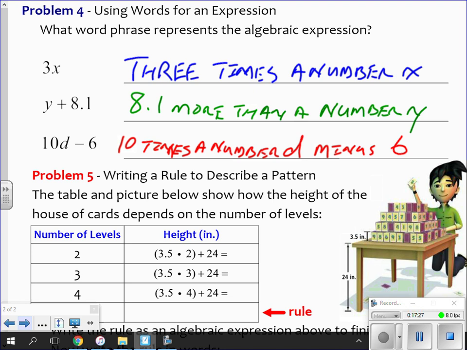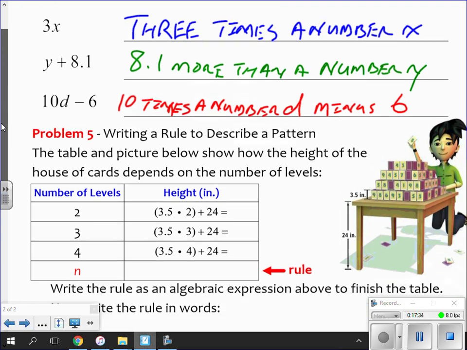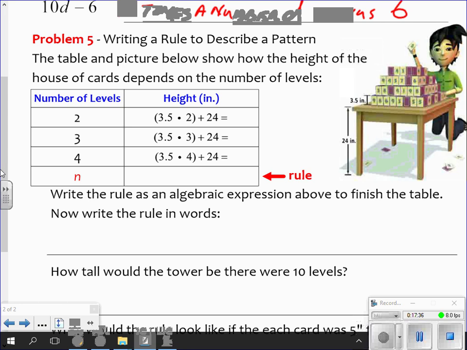Okay? Questions before we get to the last part? Okay, this last part is kind of involved. Writing a rule to describe a pattern, you're actually going to have to do this on one of your classwork ones. It's nearly the same thing as what we're going to do here, coming up with the rule portion down here at the bottom. Okay, it's nearly the same thing.